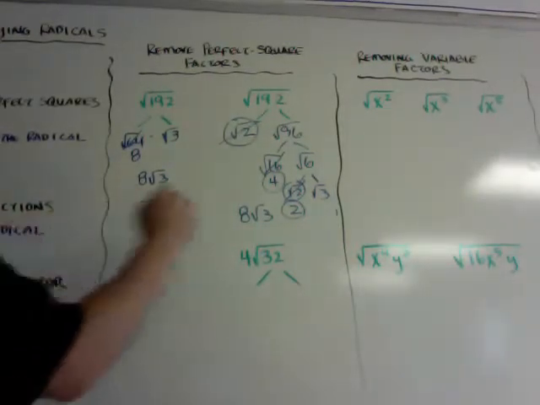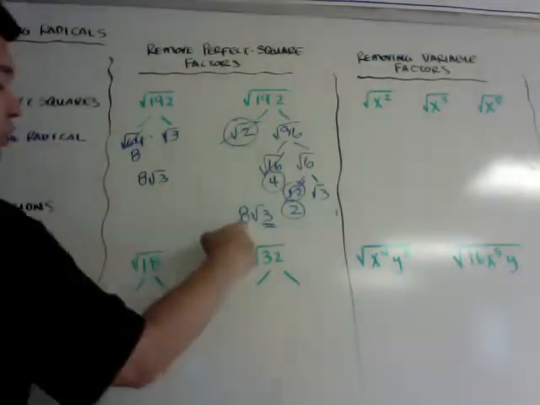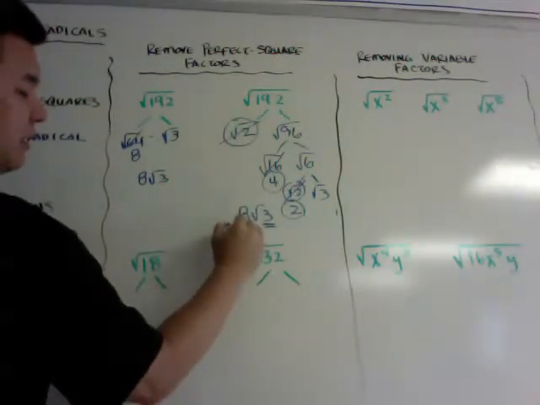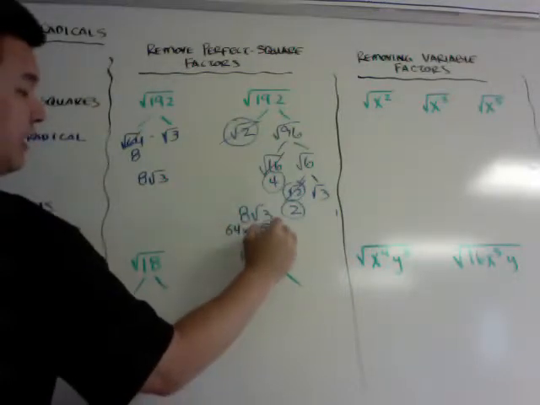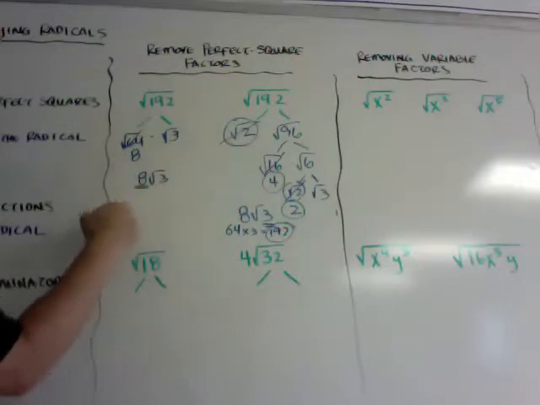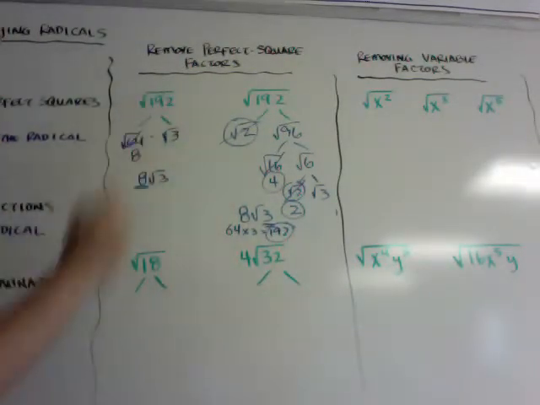All you've got to do is make sure at the end you have a number that's not a perfect square under the radical. If you want to check your answer, square this outside number. So 8 times 8 is 64, and then times 3, and you should get 192, the number inside the radical.